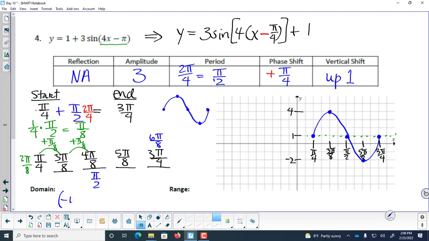So the domain, of course, is all real numbers, the domain of sine and cosine, always. And then my range is from -2 to 4. The amplitude is 3, so 3 times 2 is 6, so from high to low is 6.